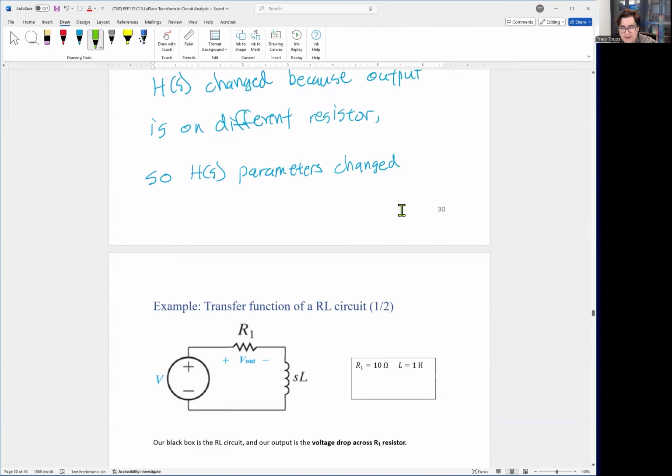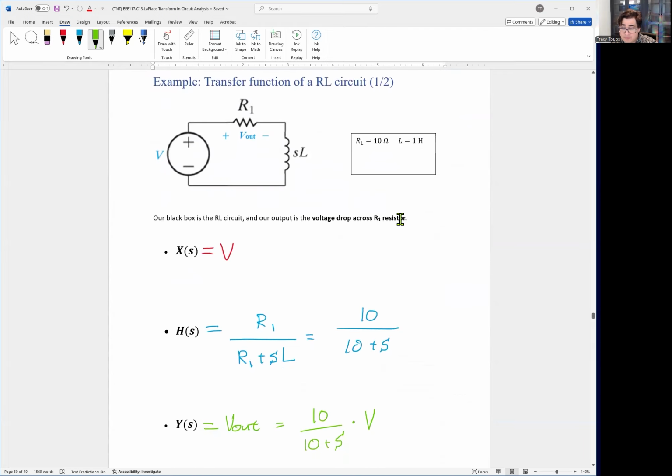Now, that's obviously the simplest one. We could go a little step further and get more complicated. Now let's look at an RL circuit. You have R and an inductor, S L. So what's our input? Again, the input is the voltage source, V. What's the output? The output is across the resistor.